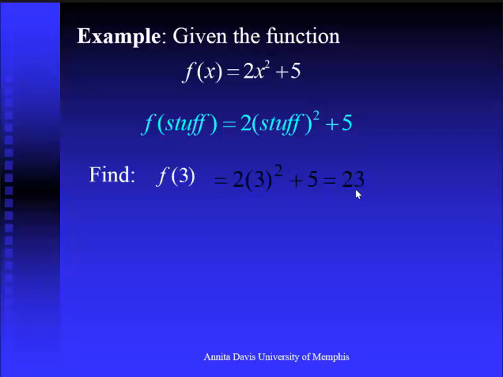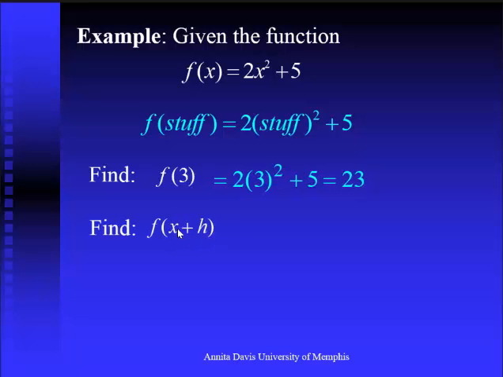Let's suppose x plus h is in the domain of this function. What that means is we square x plus h, multiply that result by 2, and then add 5 to it. f of x plus h is 2 times (x plus h) squared plus 5.